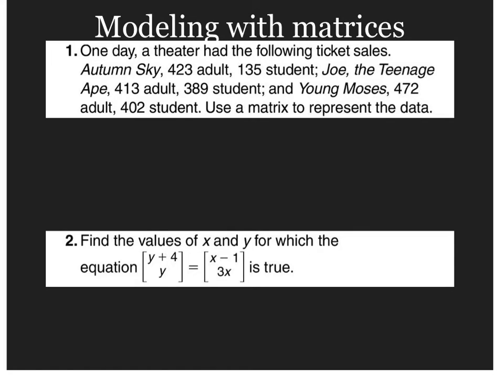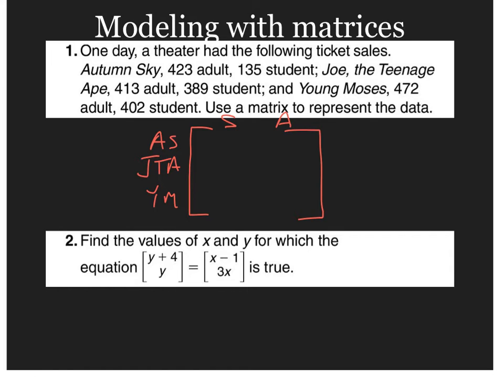Now if you look carefully, there are 6 numbers here of data. So how am I going to arrange that? Well, I could do 2 rows and 3 columns, or 3 rows and 2 columns. So let's see what I can squeeze in here. I'm going to do 3 rows and 2 columns. My 2 columns are going to represent student and adult tickets, and my rows are going to be Autumn Sky, Joe the Teenage Ape, and Young Moses.